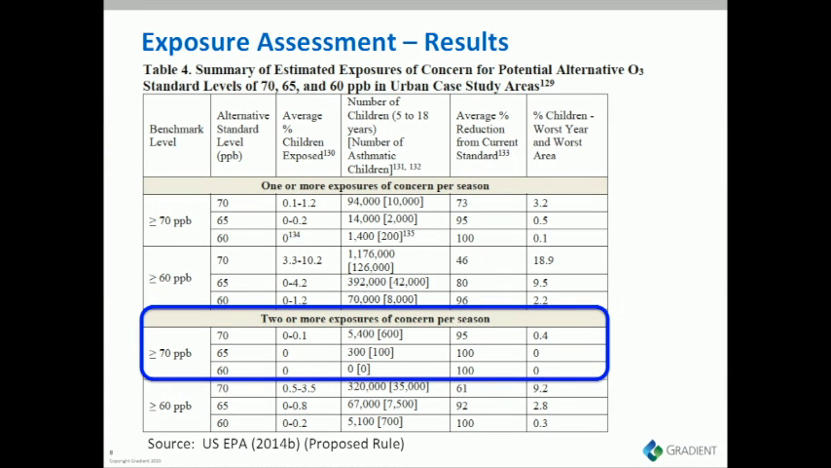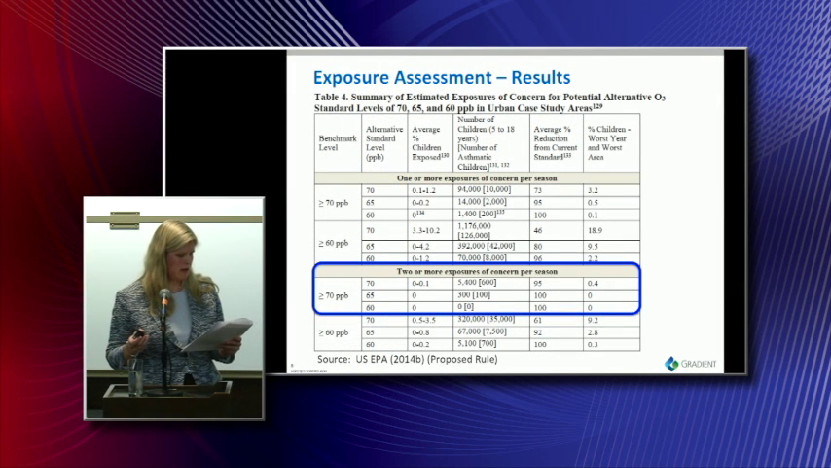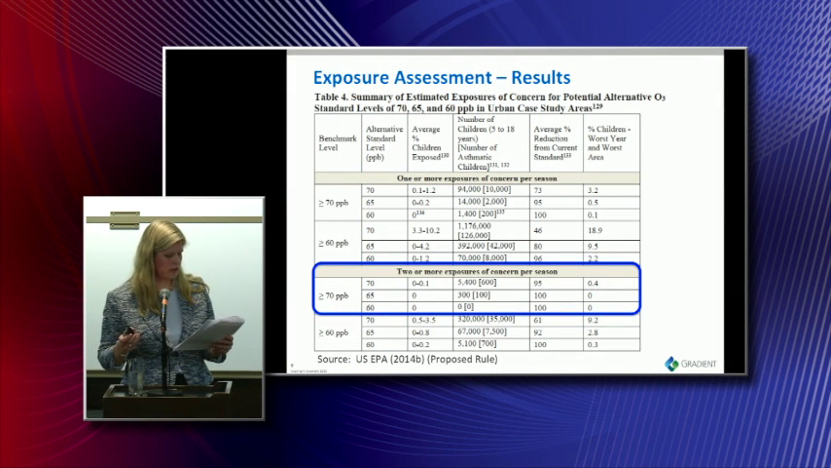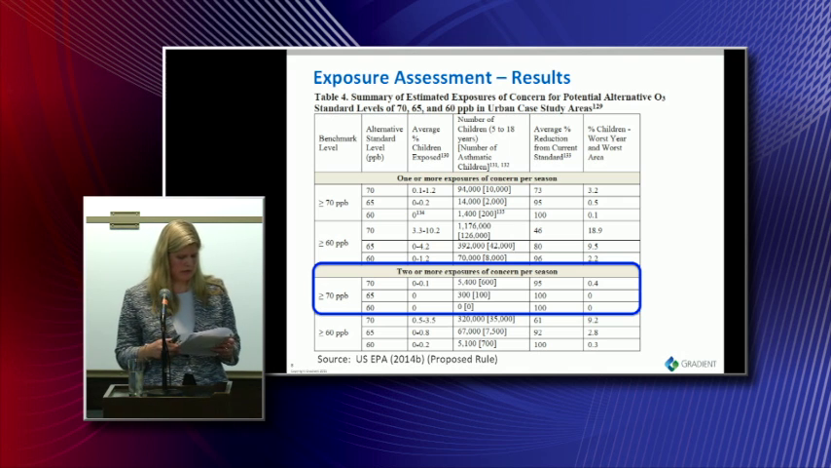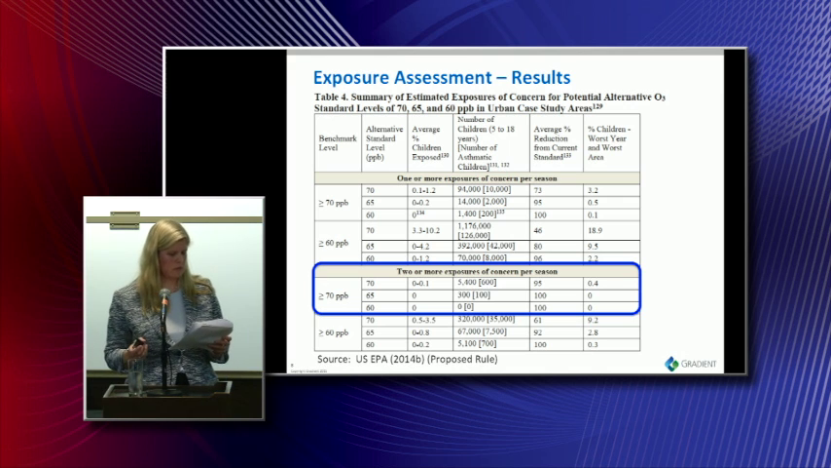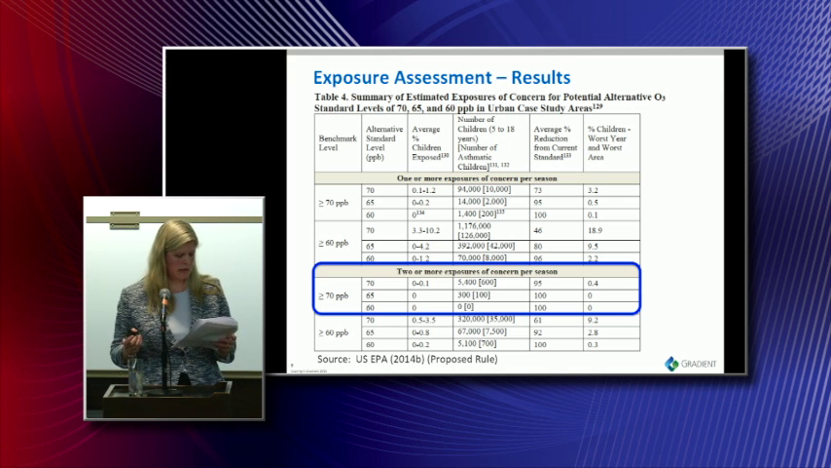Now what EPA presents here is one or more exposures. So this is a single day when a child would have an exposure above either 70 ppb or 60 ppb over an 8-hour average in that day. So that's on the top. And what I have highlighted here is actually 2 or more exposures above 70 ppb on any given day.